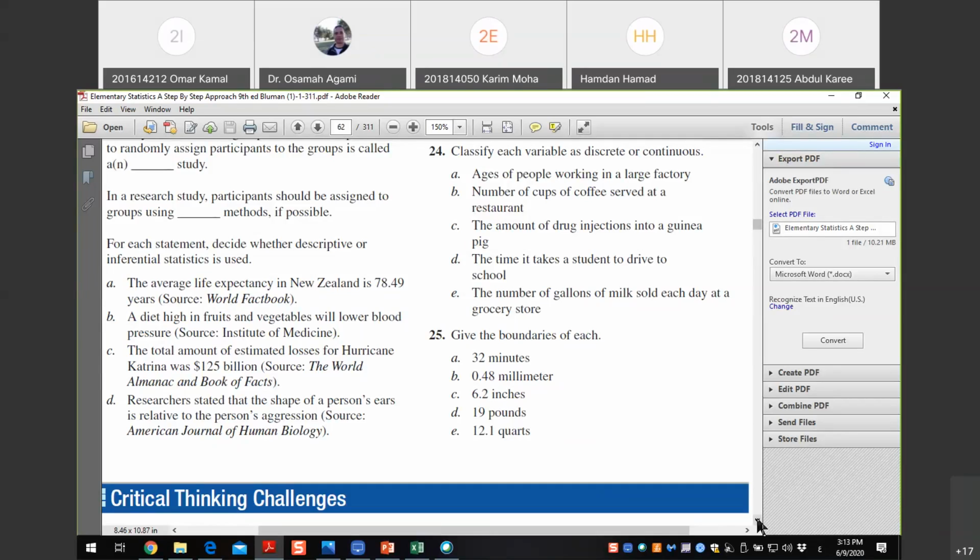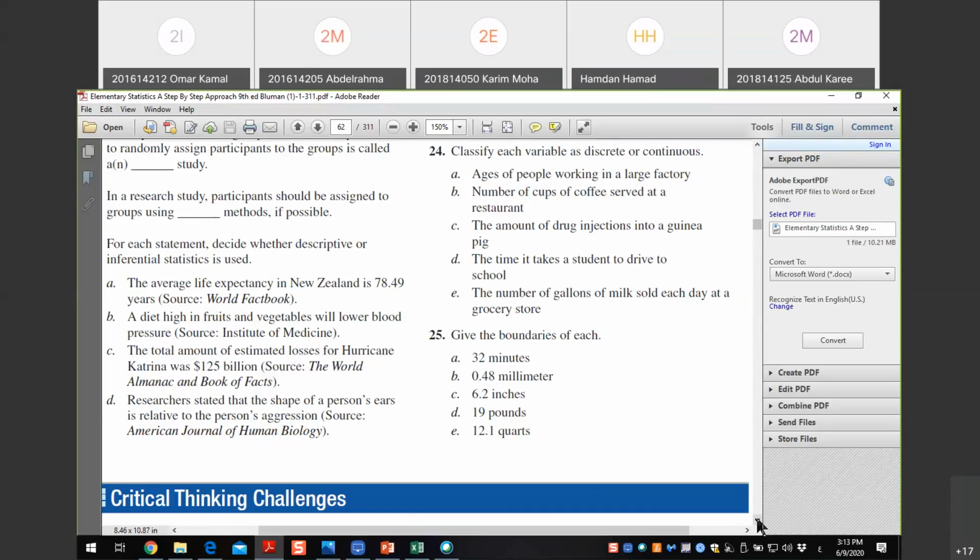The amount of drug injection into a guinea pig. It's continuous, yes, because it's measured by meter or millimeter, right?